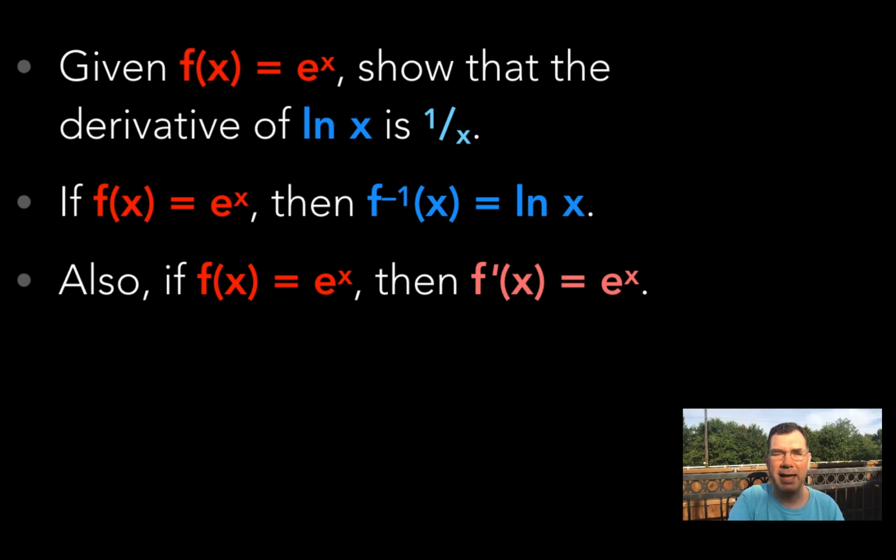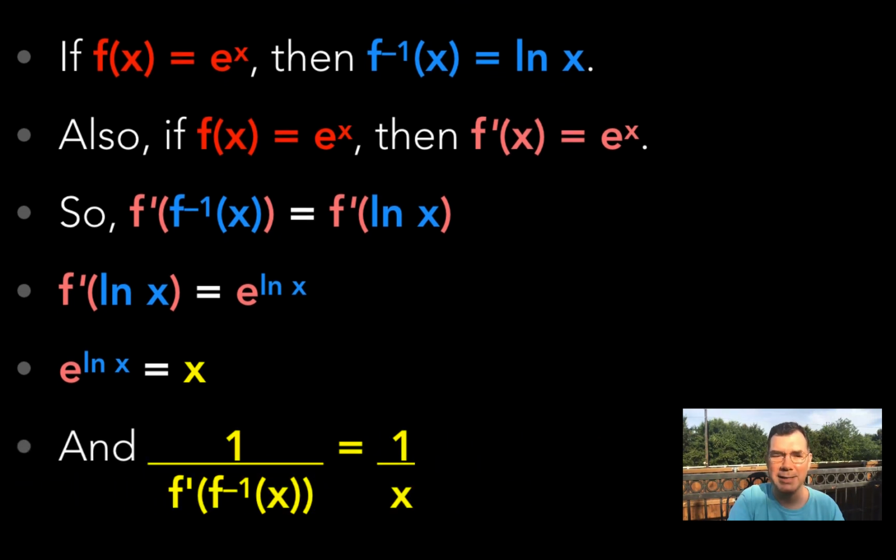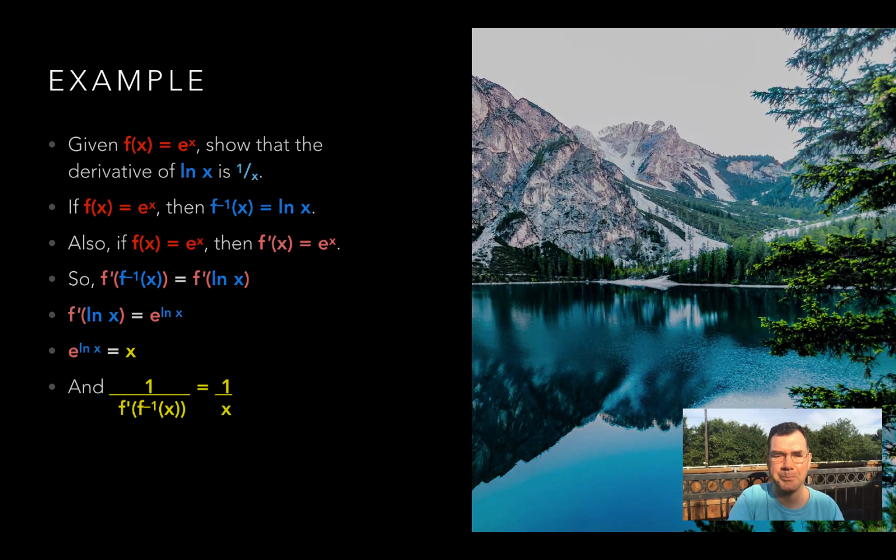I also know that if f of x is e to the x, then the derivative of that is going to be e to the x as well. So for the derivative of the inverse, I'm just going to plug in natural log of x for f inverse, and I will get f prime of the natural log of x. So I'm just plugging that into the derivative, and I get e to the natural log of x, which is x. So that is f prime of f inverse of x. Now remember, the slope is actually 1 over that. So the slope is going to be 1 over x. And that shows that the derivative of natural log of x, which is the inverse of e to the x, is going to be 1 over x.